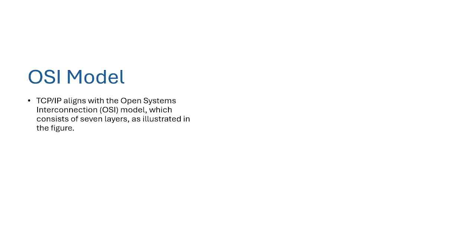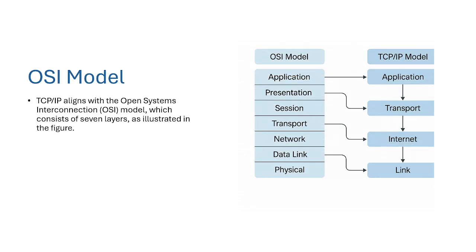TCP/IP aligns with the Open Systems Interconnection model, which consists of 7 layers as illustrated in this figure. You can see the OSI model has these 7 layers. In engineering, we would have studied this. On the right side, we have the TCP/IP model also. The 7 layers have been converted into 4 layers in TCP/IP, and this is widely used in all networks currently, by all network device vendors. I hope you know what the 7 layers are.